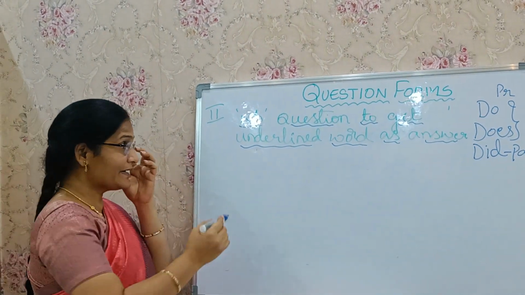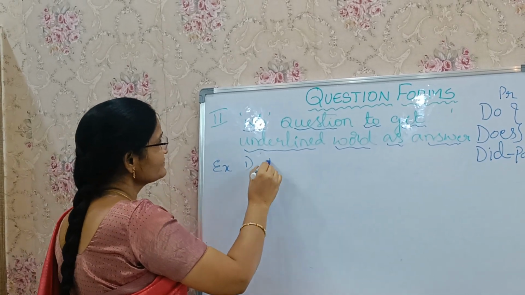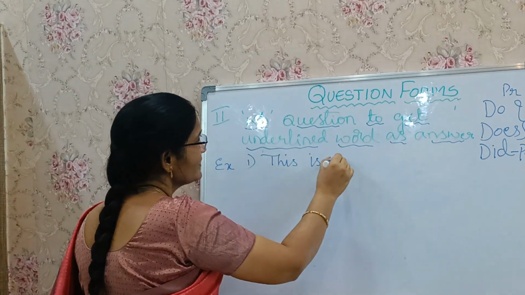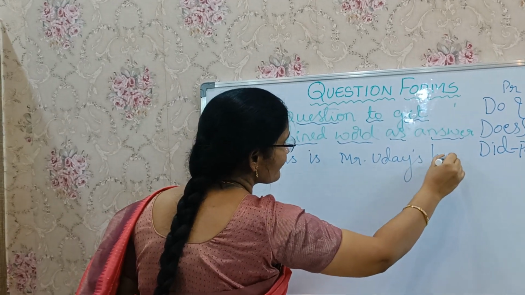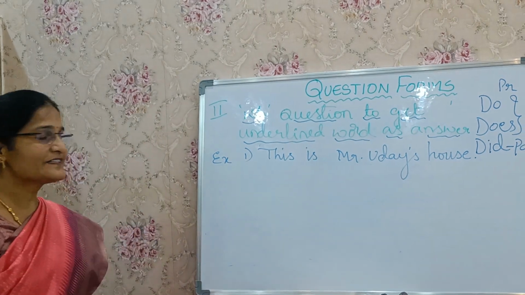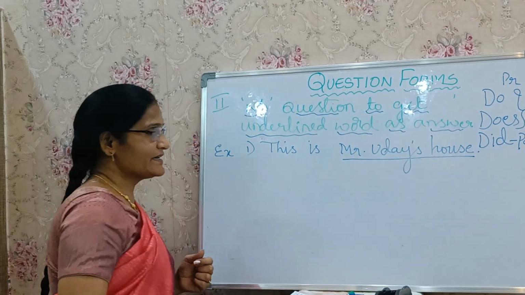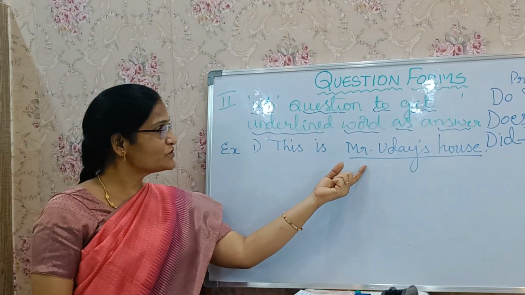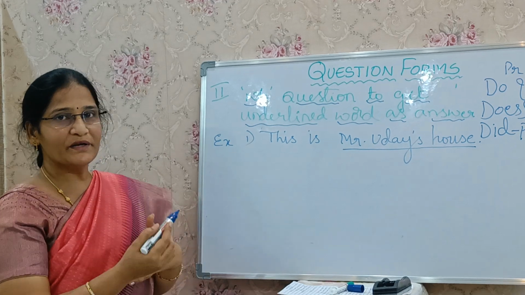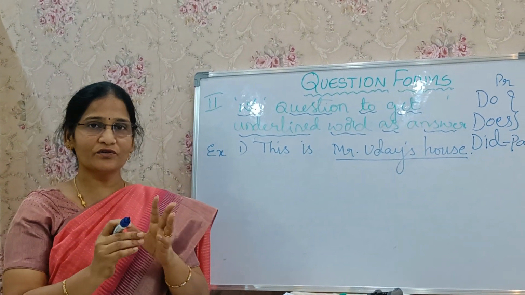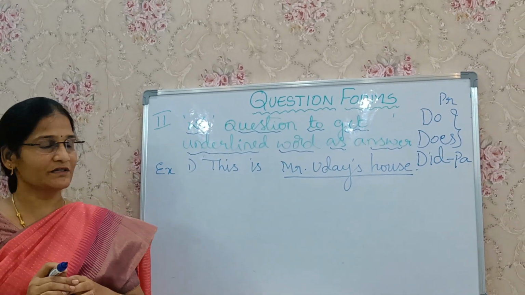So here I write an example. One, this is Mr. Udai's house. It is a statement. I underline this phrase, and for this phrase you need to frame a question so that this could be the answer. How can you? By using WH words. So you have WH words like which, where, what, why, when, how also comes under this, right?